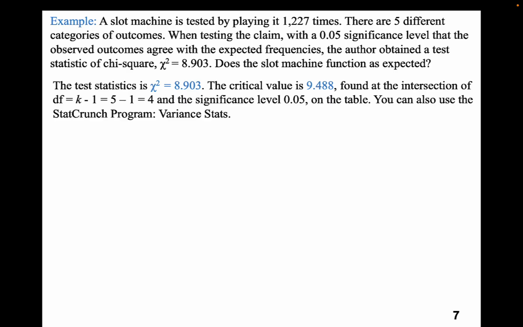If you need a particular table for a question, the link for it will be right there. And remember, it's a pretty straightforward table. Just look for the intersection of, the last one was N and alpha. This one is DF and alpha. All right. And we can also use the StatCrunch program, if we'd rather, using a program here called Variance Stats. Either way, we'll get to the 9.488.